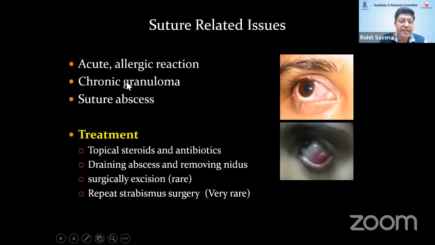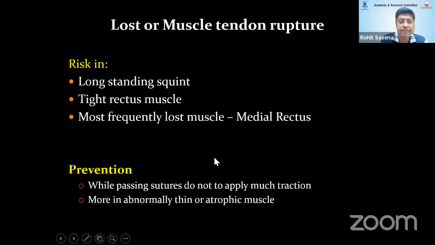Some other issues like allergic reactions or chronic granuloma to the suture are not uncommon. Now, of course, with Vicryl, there is not so much likelihood, but sometimes if you leave a large suture at the knot, you may have a significant suture reaction. Usually it resolves with topical steroids and antibiotics. Rarely you may need to excise a cyst that can get formed. Something like this would require an excision.